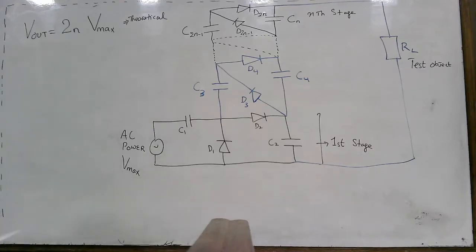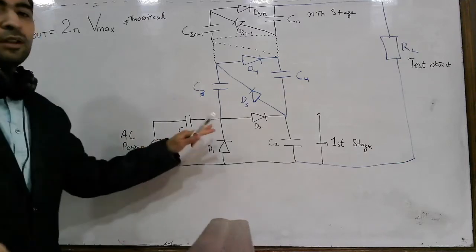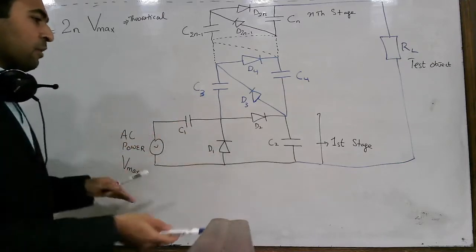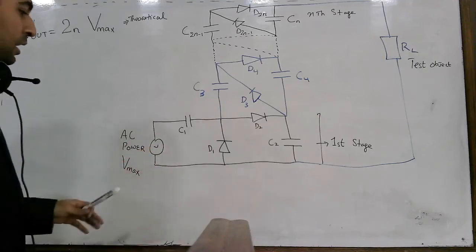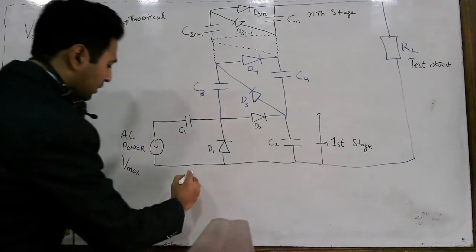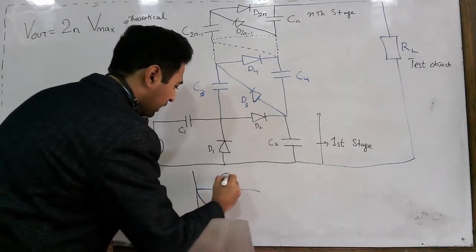Moreover, let me revise from the previous lecture video what we discussed: we started studying its working from the input, starting from the negative half cycle. We claimed that our input voltage is like that, it starts from the negative peak.